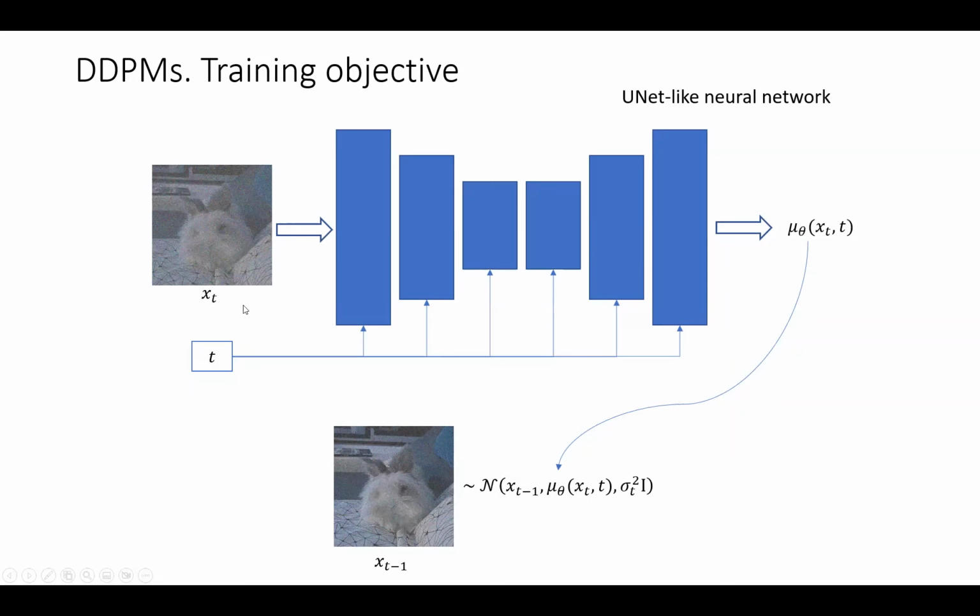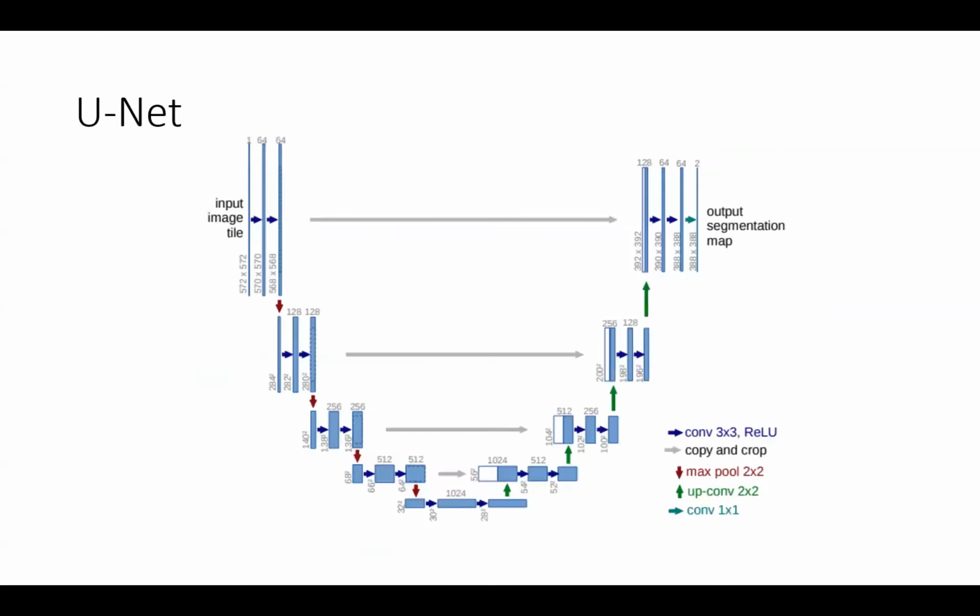Then we can sample this distribution to get XT minus 1. So we input XT to the neural network. It gave us the mean. We put the mean here, and then we sample from there. We get XT minus 1. So that will be the process we're going to do. Okay, so now a little bit about UNet.